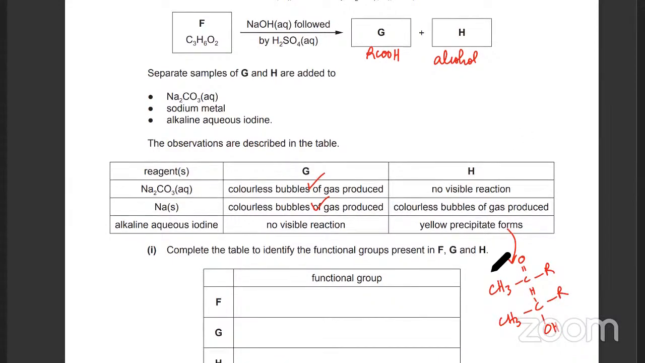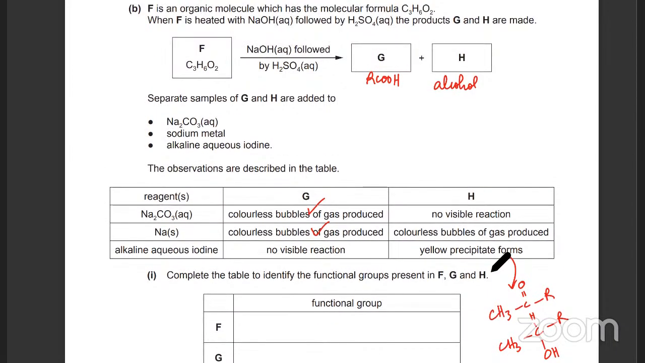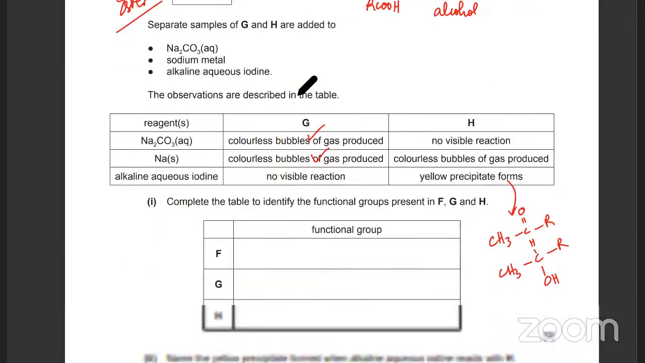So the functional group that is present, first thing, this is an alcohol, this is a carboxylic acid. So what is F? What thing breaks down into a carboxylic acid and an alcohol? Ester. It's an ester, especially when you heat it with a dilute alkali or a dilute acid.